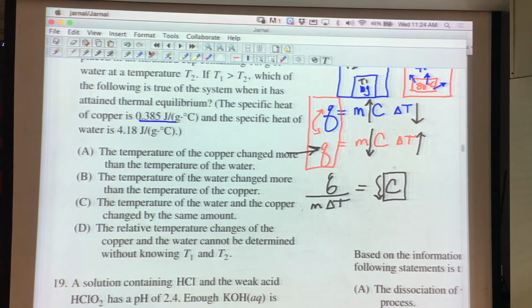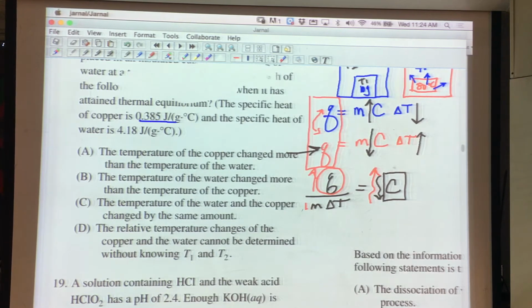If I have a bigger specific heat, like water, water resists temperature changes. I need a lot more heat per gram per degree Celsius, because water resists temperature changes. By the way, why does water resist temperature changes?